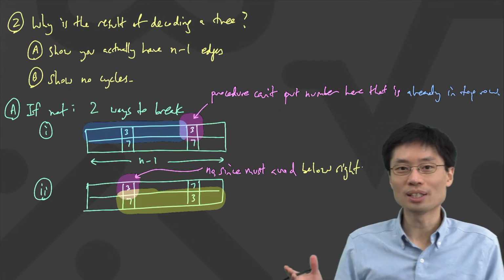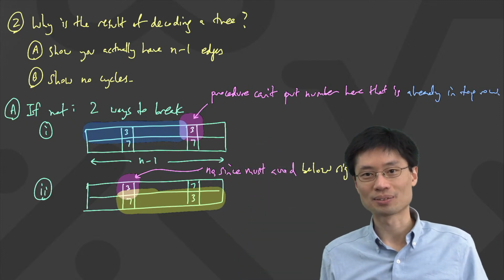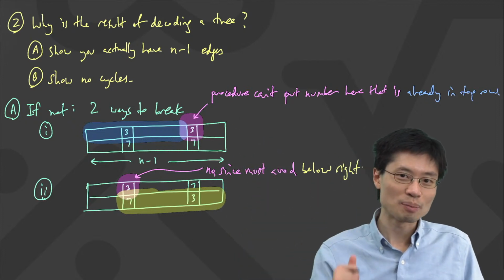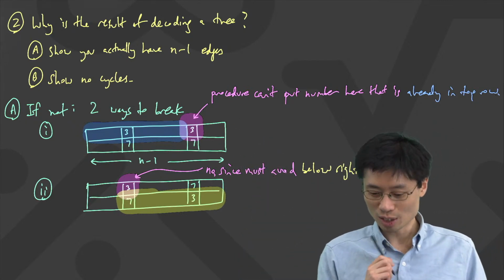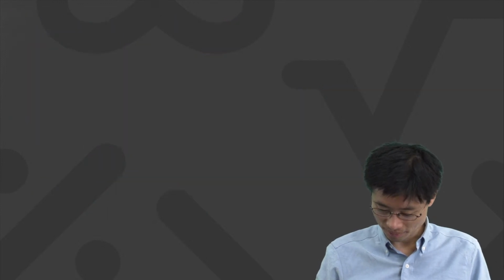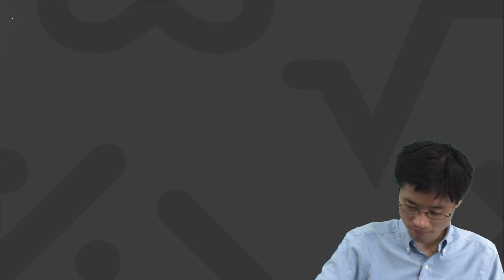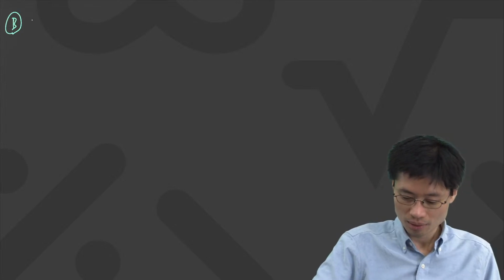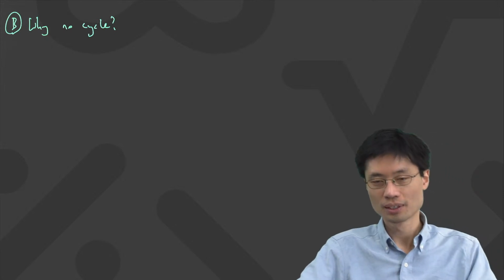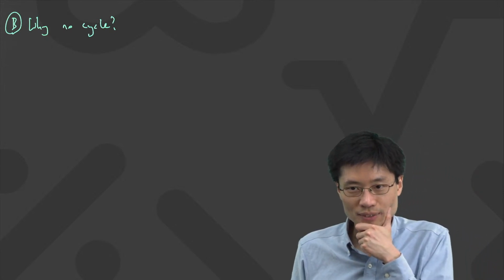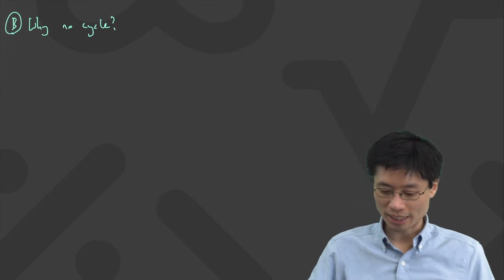Okay? So now we know that we really have to have n minus 1 edges. Now the only tricky part is, what if there's a cycle? How could there be a cycle? Why no cycle? So now this is the one where we have to think a little bit. What would a cycle look like?